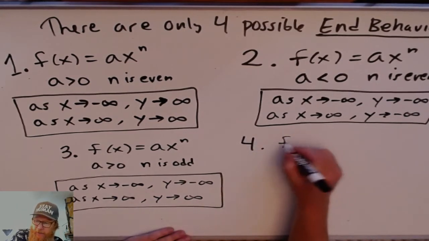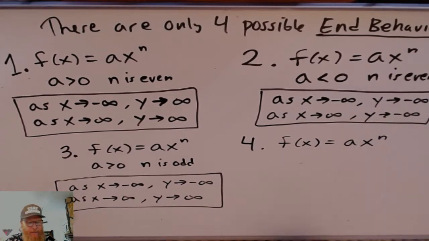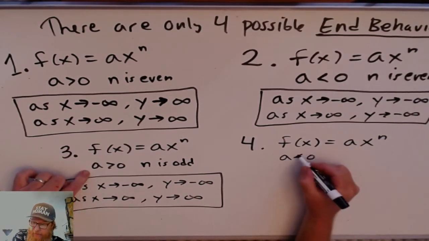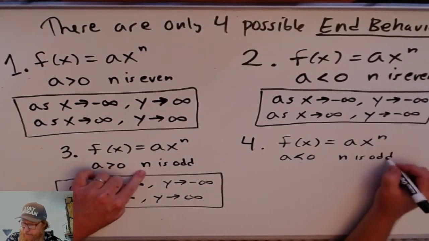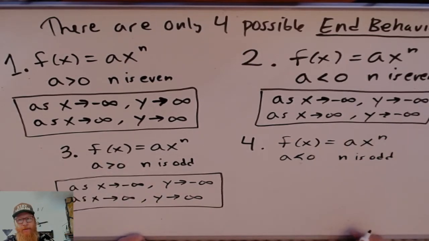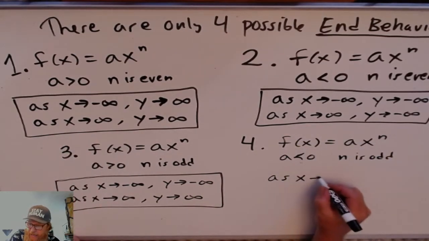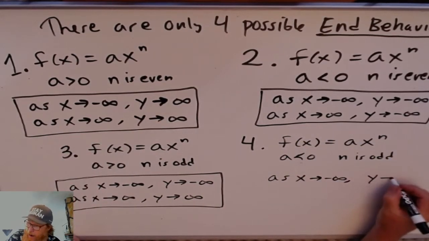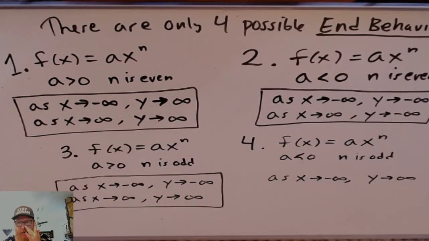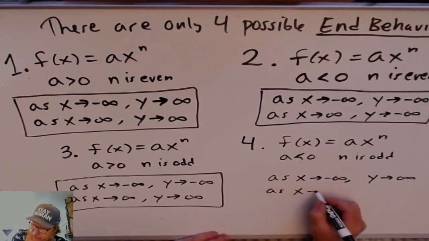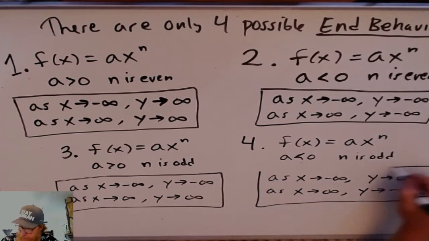And then your final possibility. Well, there's only one thing left, right? a is negative, less than 0, and n is odd. There's only one possibility left, so what does it have to be? It has to be the one we haven't done yet. So as x goes to negative infinity, y goes to positive infinity. Look at the pattern. That's the only one that's not there yet. And then as x goes to infinity, y goes down to negative infinity.